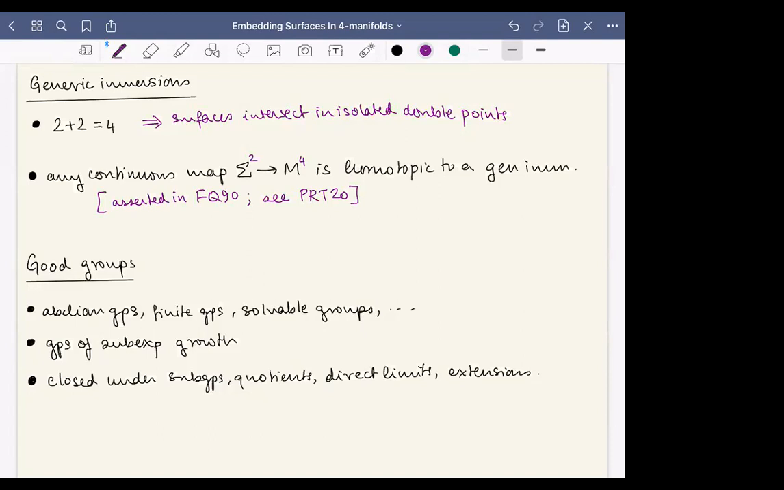Good groups, not gonna say too much about them. You should know that abelian groups, finite groups, solvable groups, all of those are good. The class of good groups is closed under these operations of subgroups, quotients, direct limits, and so on. It's not known whether all groups are good.